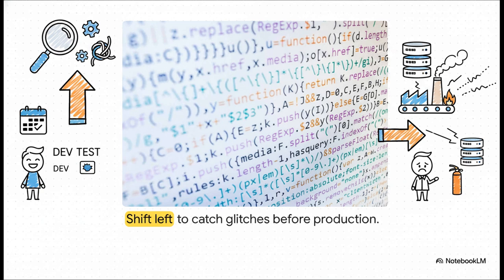Because once that code hits production, fixing it means patches, potential downtime, and untangling complex dependencies. Shifting left keeps your DevOps team happy, it keeps them productive, and it means they spend way less time fighting fires and more time building genuinely great features.